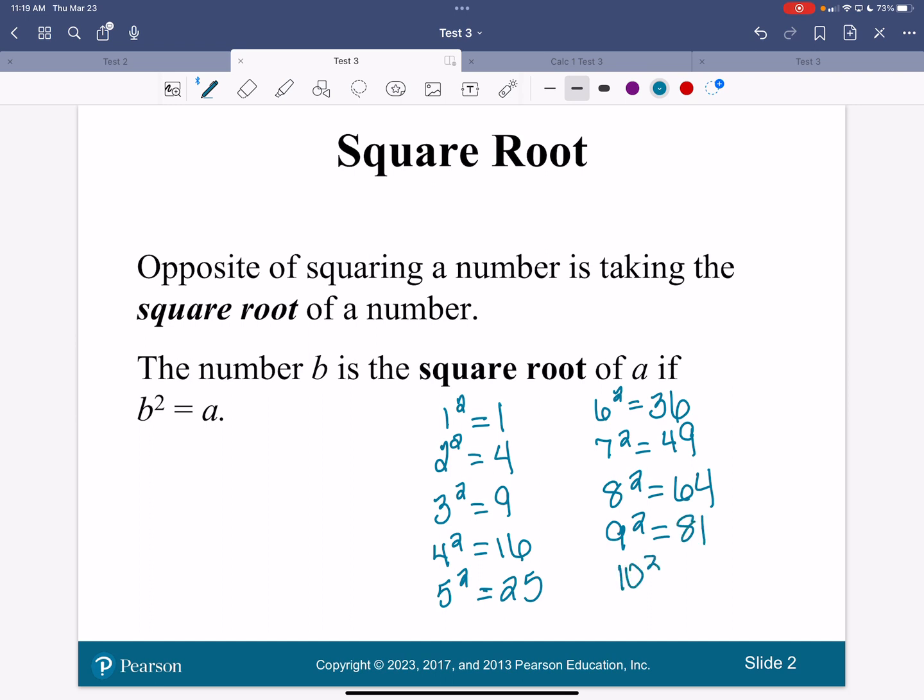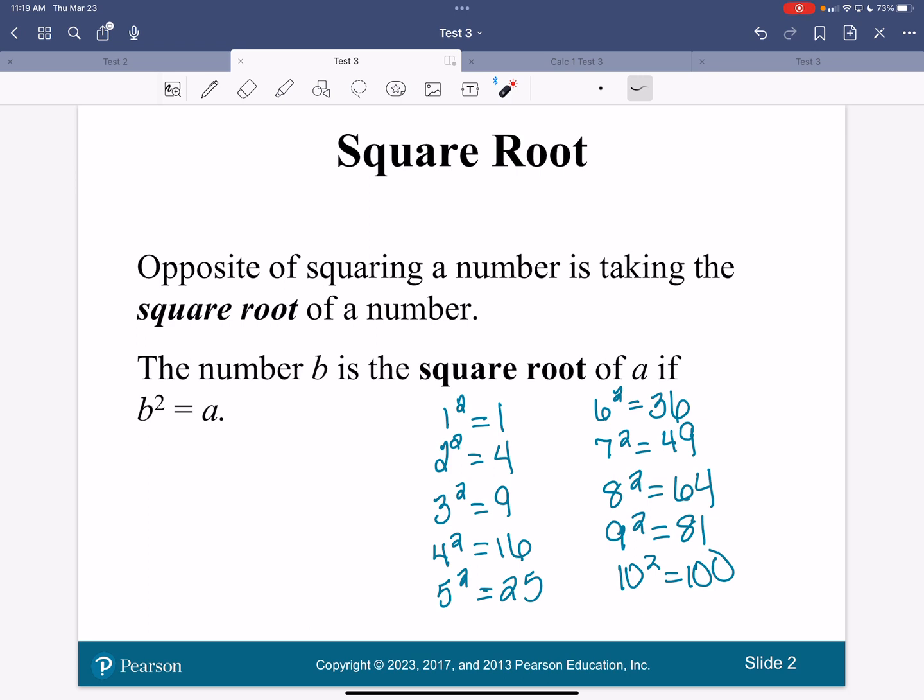Good. So what I want you to realize is 1 is the square root of 1. 2 is the square root of 4. 3 is the square root of 9, and so on.